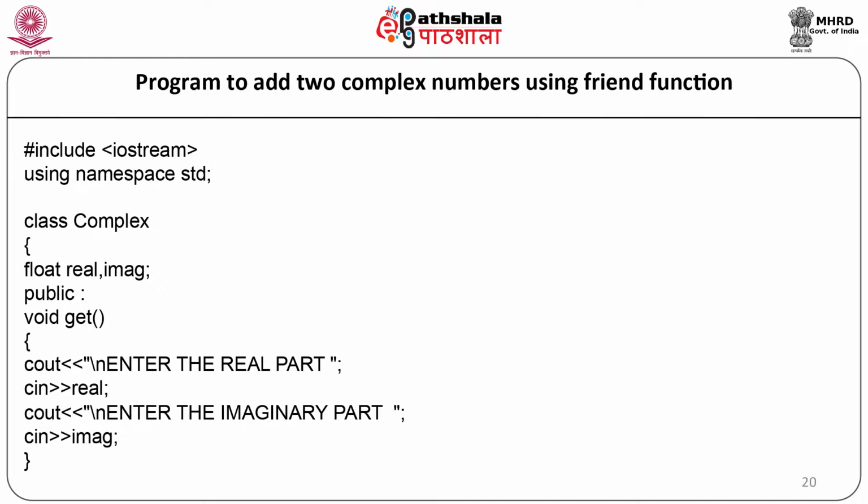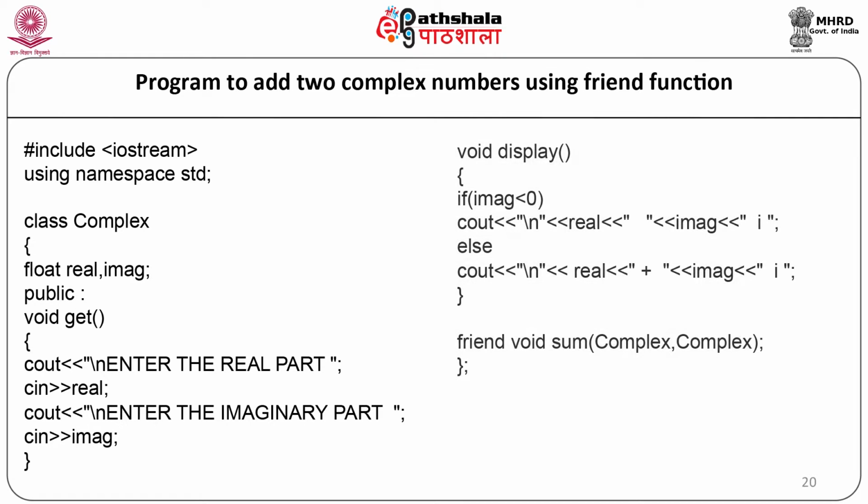Here we are going to take the values of the real and imaginary part of a number. So here we will display the message to the user as cout, enter the real part, cin real, cout, enter the imaginary part, cin imaginary. Our function will end. Now next we are going to have a member function display, where we are going to display back the value of a number on the screen. So it will be void display. If the imaginary part is less than 0, cout real, space, imaginary, i, else cout real plus imaginary i. Our function will end.